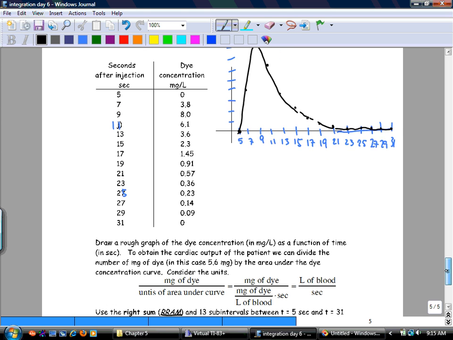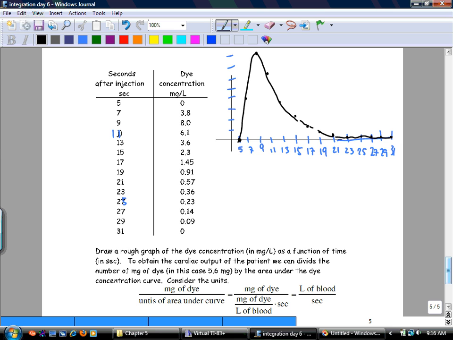13 subintervals. So what we need to do is to figure out what the width of each subinterval is. So we're going to go 31 minus 5 is 26. Divide by the number of subintervals. We need 13 of them. 2. So each width of 2 will create a rectangle.